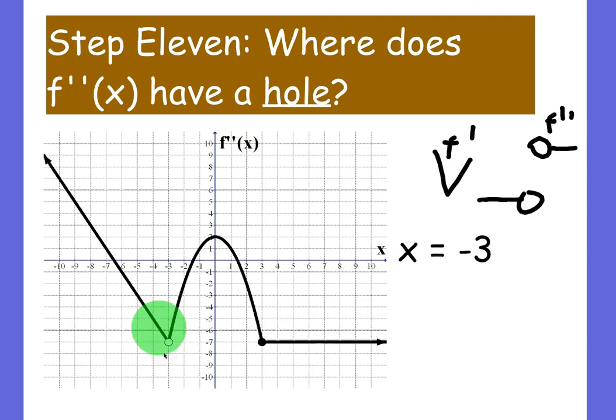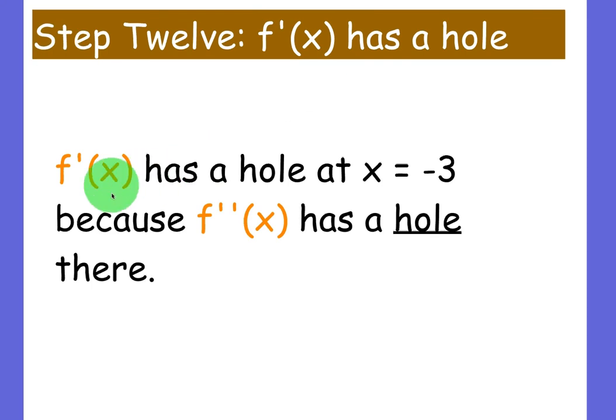The y value goes from -7, just has a hole, and then continues to -7. So that means the tangent line of f prime would basically stay at -7 and would just have a hole there. So if you had a jump like this, this would indicate a sharp edge in f prime, but that's not the case. So we're just going to have a hole for f prime here. f prime has a hole at x equals -3 because f double prime of x has a hole there.